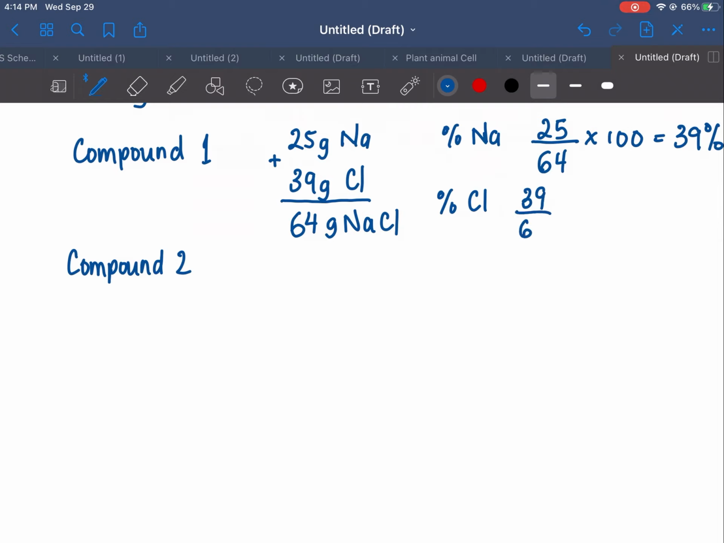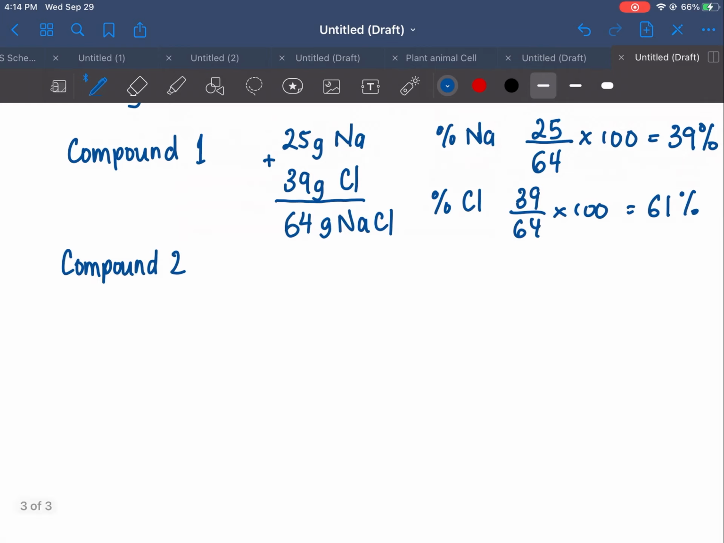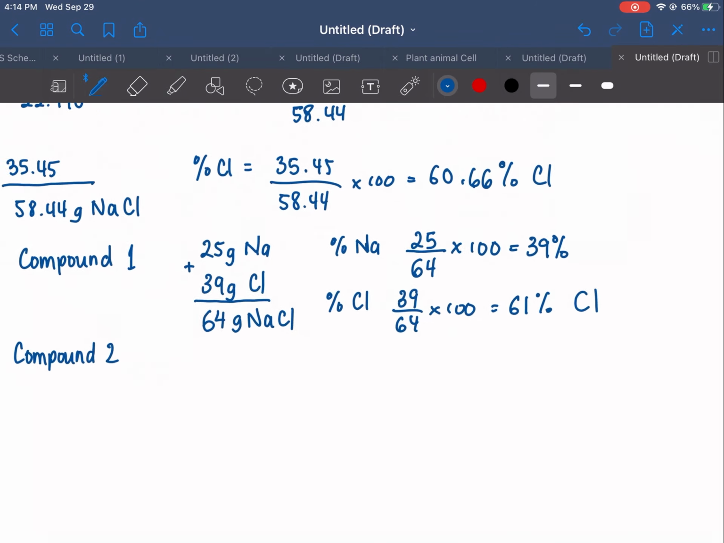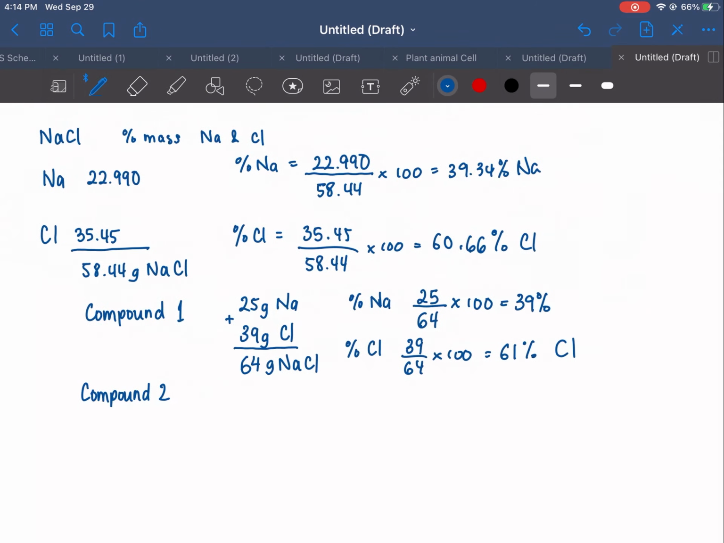Do the same thing for chlorine. That's 39 divided by 64, times 100. That will give you about 61%. Okay, there we go. As you can see, these numbers are pretty close to each other.